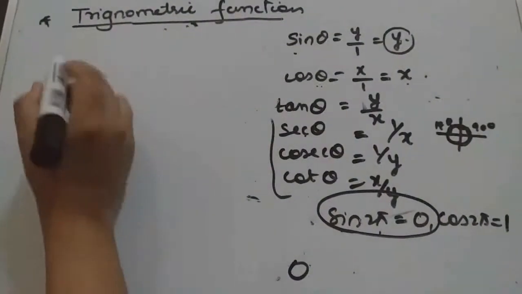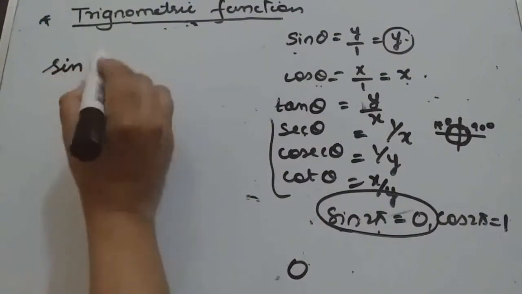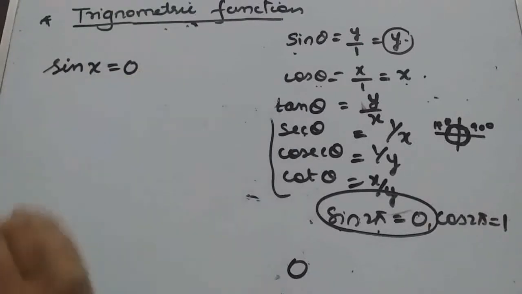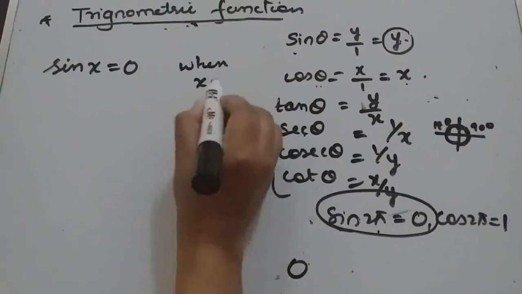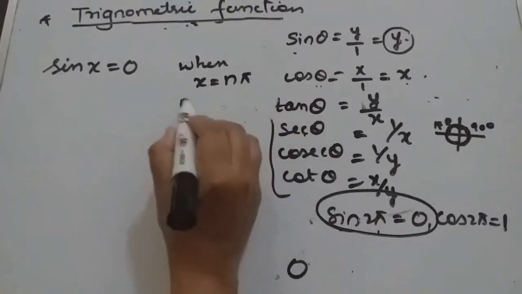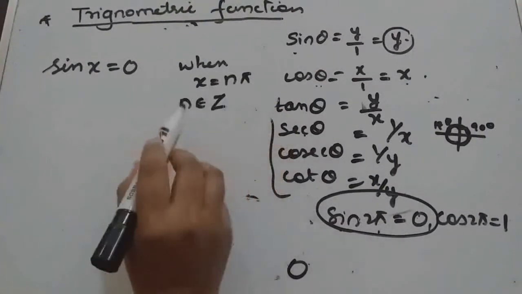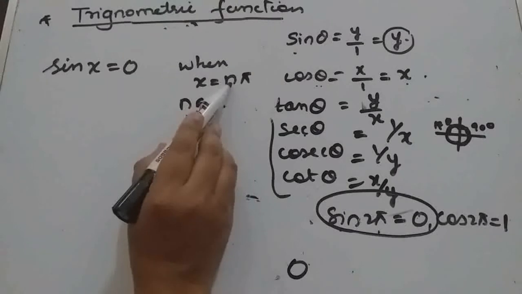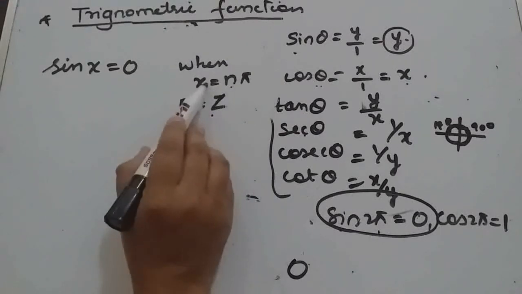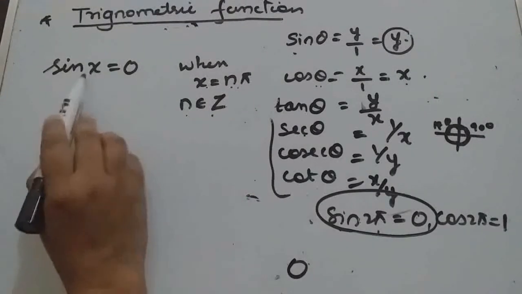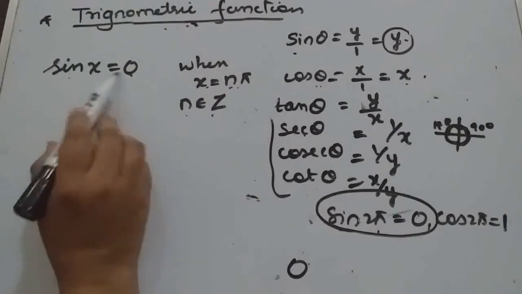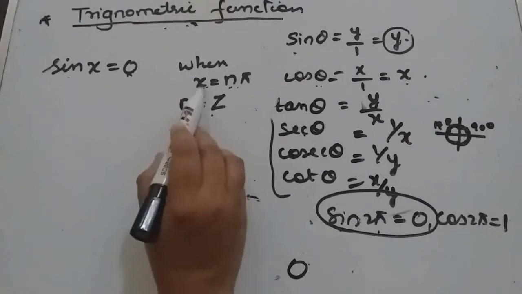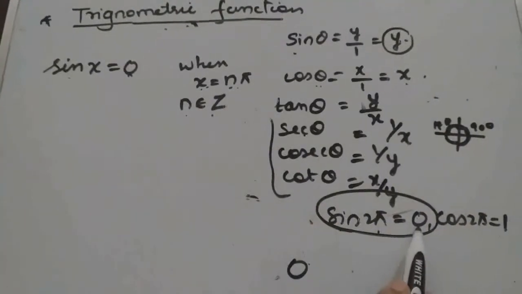Okay, what is that formula? Sin x is 0 when x is equal to n pi, where n belongs to Z. N is any integer. If you substitute n as 0, x is 0, so sin 0 is 0. Suppose n is 1, so x is pi, so sin pi is 0, we know. Then x is 2 pi, so sin 2 pi is also 0.